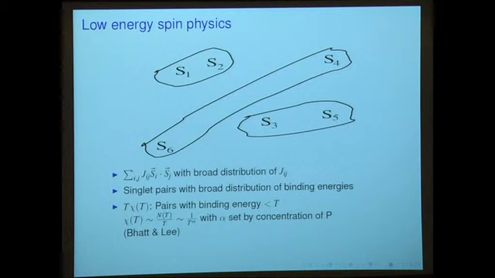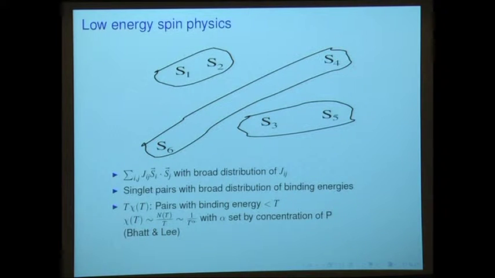And you're left then with this sort of a description where you have moments that are embedded in your silicon crystal at random locations, very low dilution. And each moment is talking to every other moment through this J_ij. And the question is, what is the low energy spin physics of a system like this? And this was discussed many years ago, maybe 35 years ago. And a very simple phenomenology was suggested.